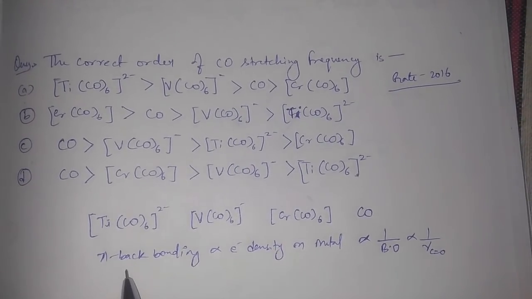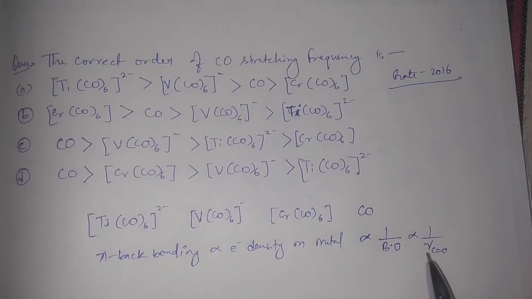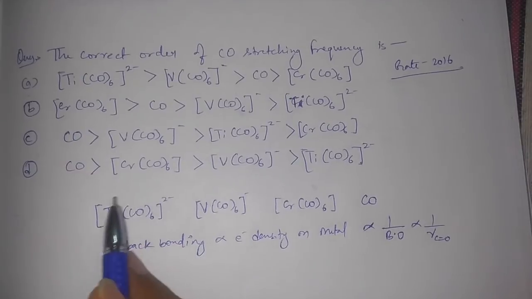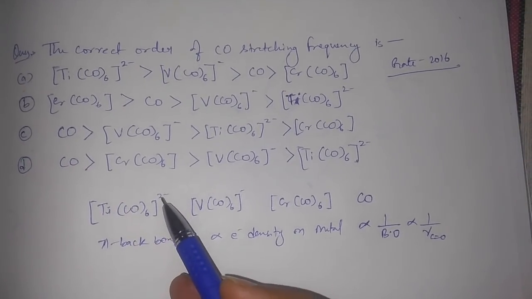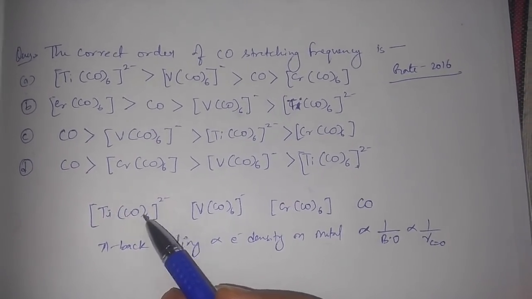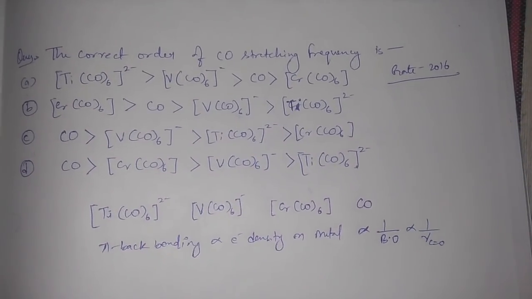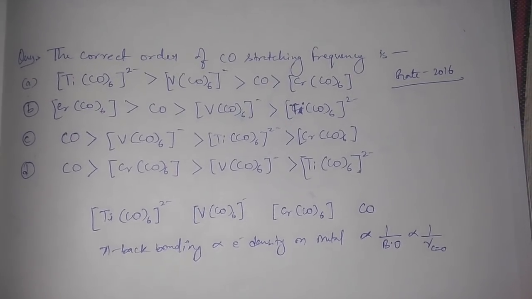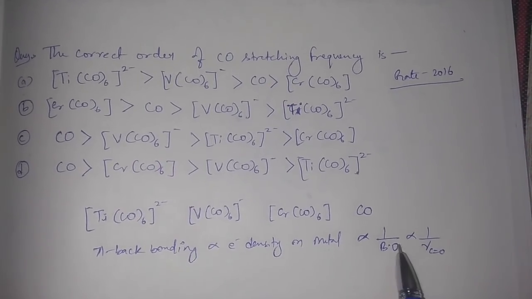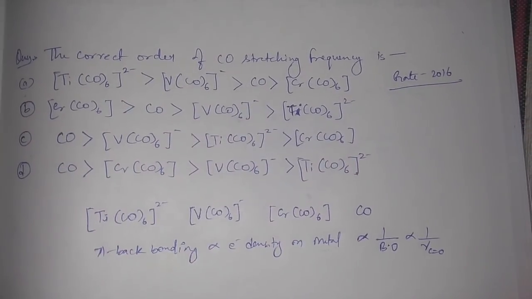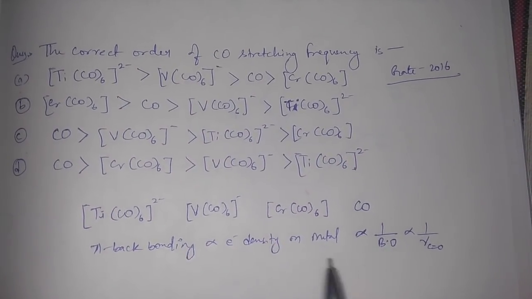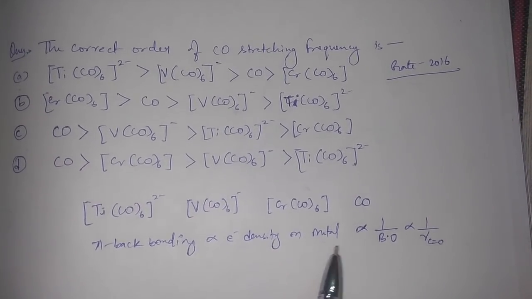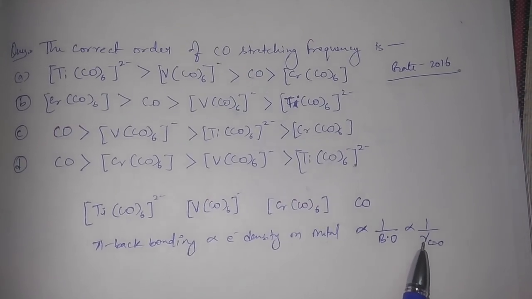So electron density on the metal is inversely proportional to frequency. That means in the titanium complex you have the highest electron density. It has lots of electrons, and it can easily do pi back donation to carbon. If it does pi back donation, it increases the antibonding electrons, so it decreases the bond order. And if the bond order decreases, bond strength also decreases, bond length increases, and bond frequency also decreases.